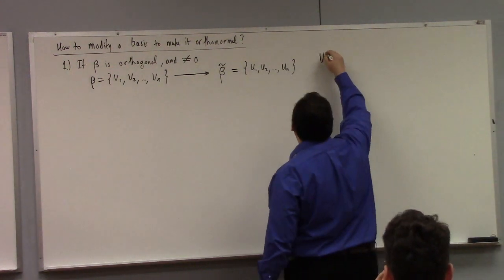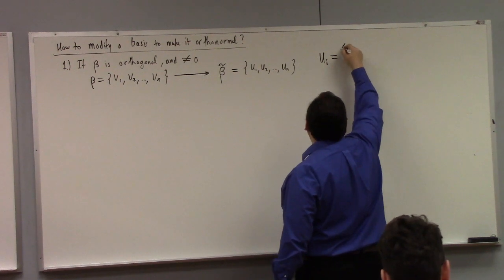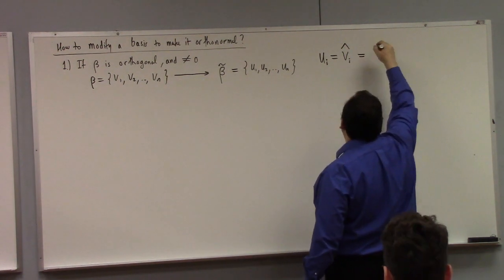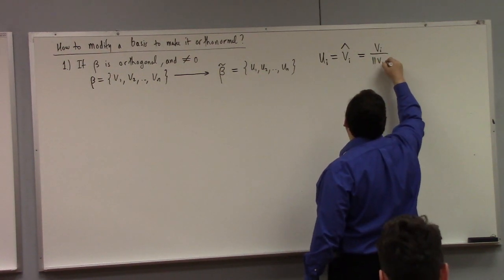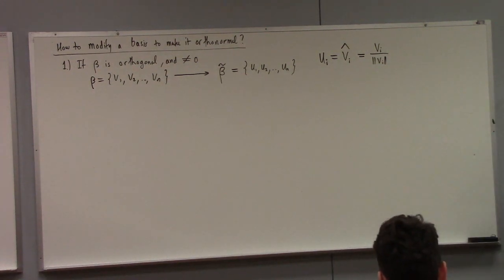Right. Let ui equal vi hat. In the parlance of Calc 3, the normalization, like the unit vector, right? So that specifically is vi divided by the length of vi. Very good, that'll do it. So now the length of each vector is 1, right? Because you can check that that makes the length of ui equal to 1.